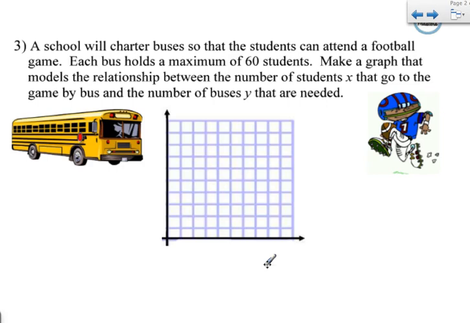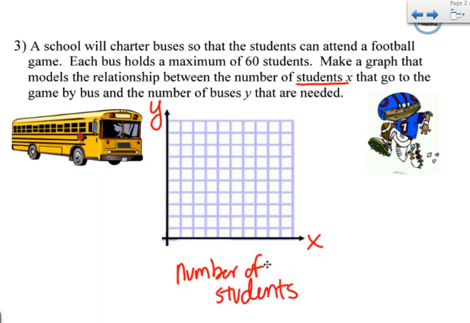So first off, here is the x-axis, and here is my y-axis. So I need to label the x-axis, and since x is the number of students, I'm going to put number of students down here. My y-axis is going to be the number of buses, so I'm going to put number of buses right there.